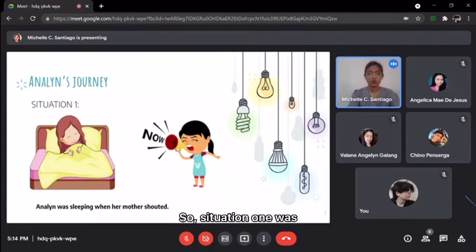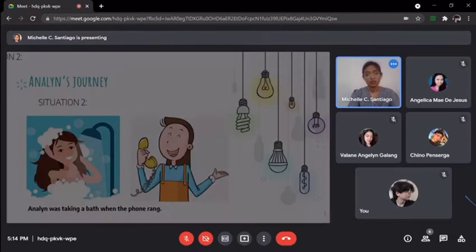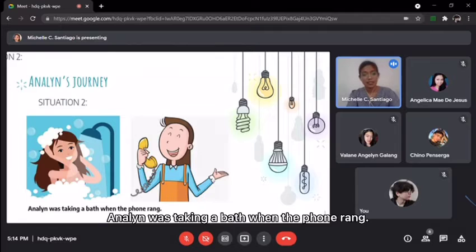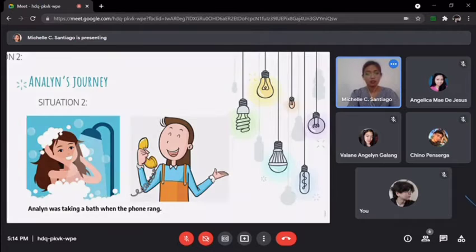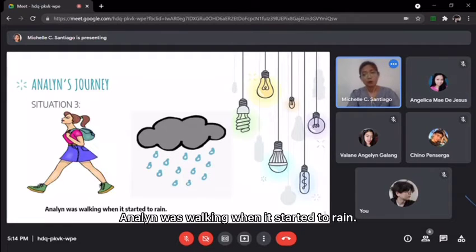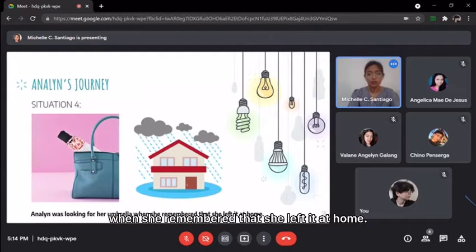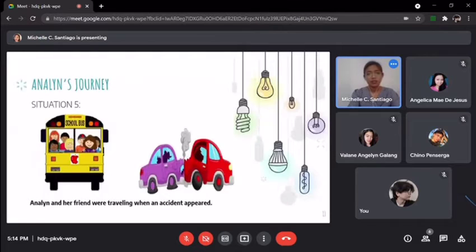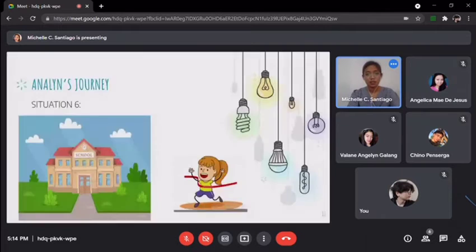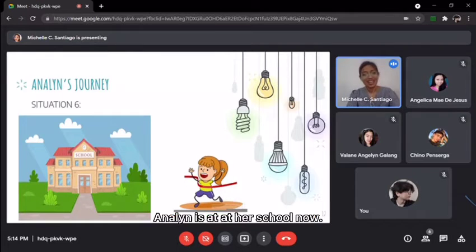Situation 1: Annalyn was sleeping when her mother shouted. Next situation: Annalyn was taking a bath when the phone rang. Annalyn was walking when it started to rain. Annalyn was looking for her umbrella when she remembered that she left it at home. For situation 5, Annalyn and her friend were traveling when an accident happened. And lastly, Annalyn is at her school now.